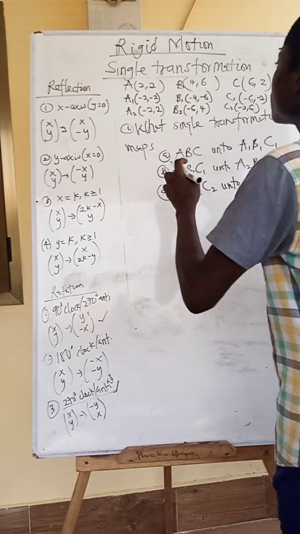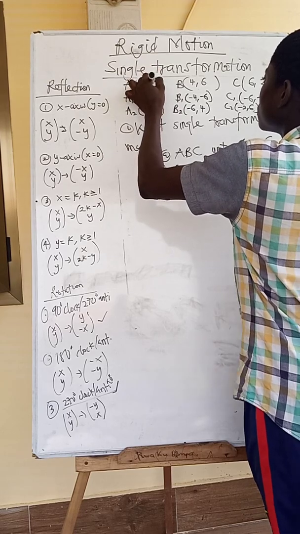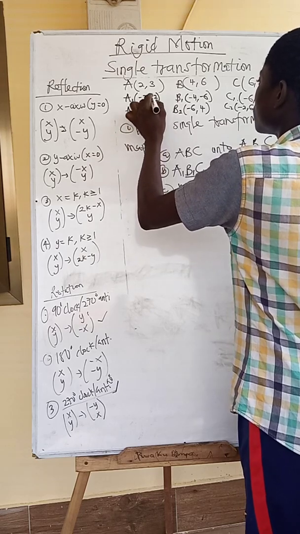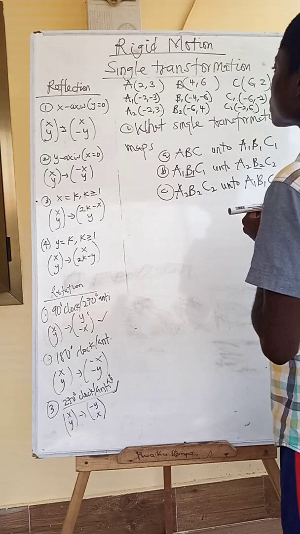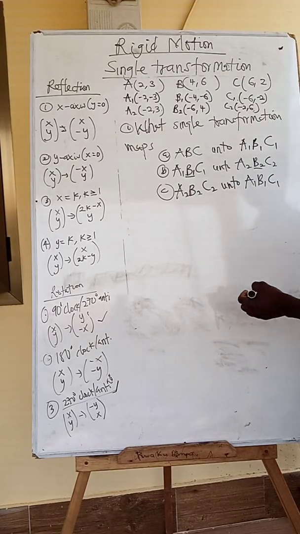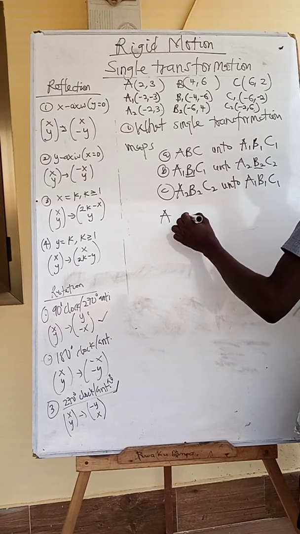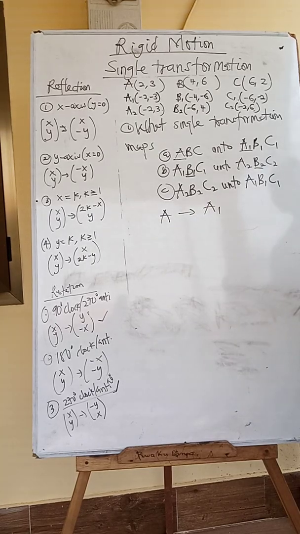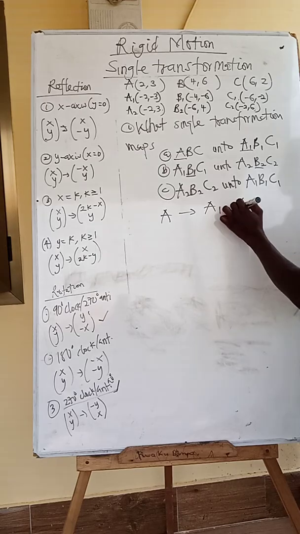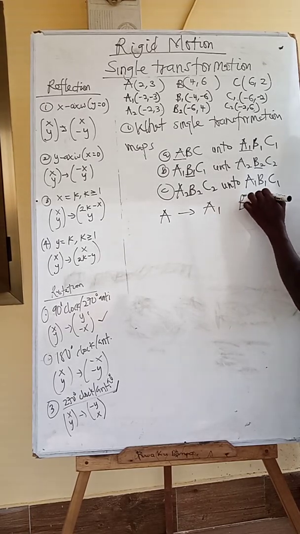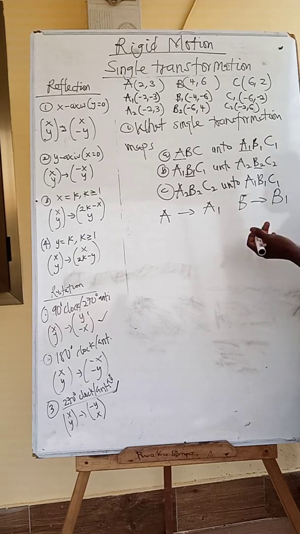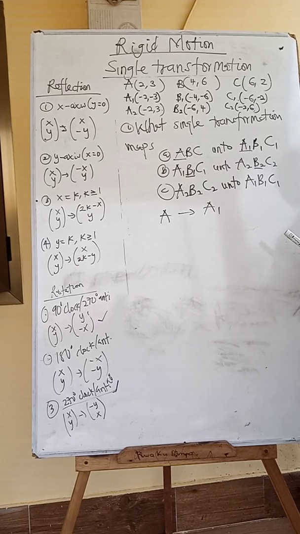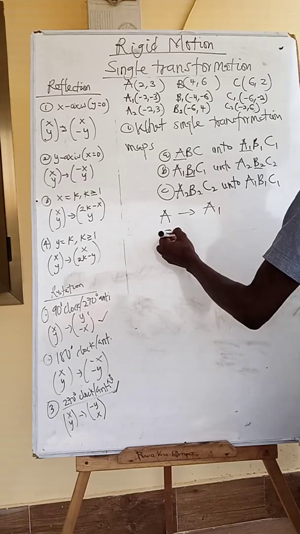I would love to change these values. I don't want the same values, so we are changing the values. What single transformation maps A onto A1? As I told you, you can take any of them. You can do A onto A1, or you can do B onto B1, and you get the same answer. But let's take A onto A1.